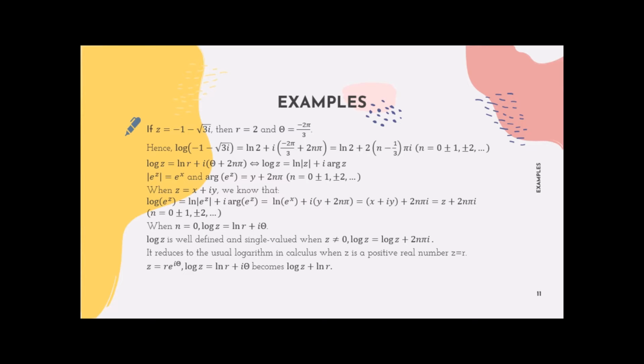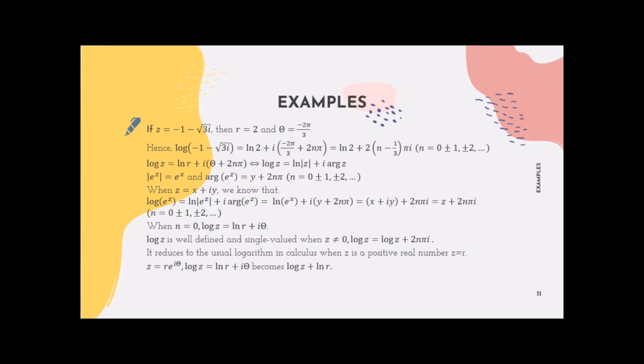Hence, log(-1 - √3 i) = ln 2 + i(-2π/3 + 2nπ) = ln 2 + i(2n - 1)π/3 for n = 0, ±1, and so on. Log z = ln r + i(θ + 2nπ), so that log z = ln|z| + i arg z.